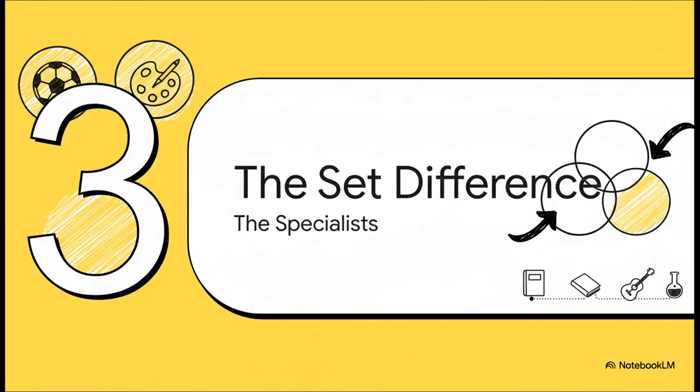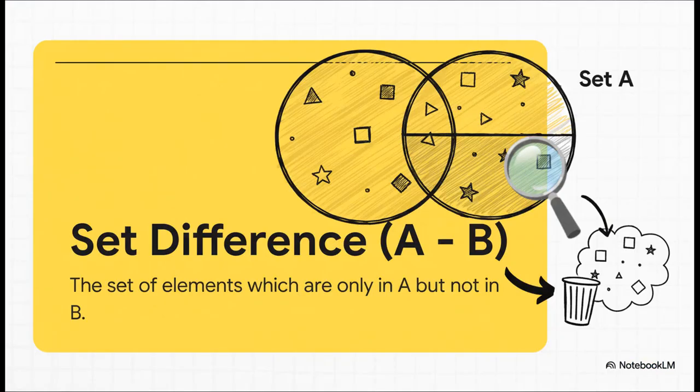All right, so we've combined groups with union and we've found the overlap with intersection. But what about the exact opposite? What if we want to find the loyalists, the students who are dedicated to only one club? This is where our last operation comes in handy, the set difference. The set difference, which we write as A minus B, is pretty much exactly what it sounds like. We start with everything inside of set A, and then we just remove, or subtract, anything that's also hanging out in set B. What you're left with are the elements that are only in A and nowhere else.